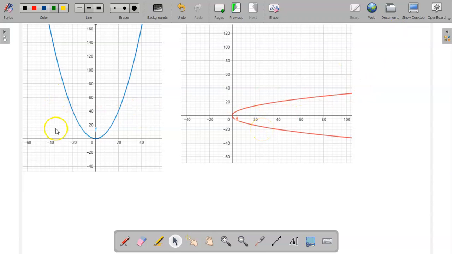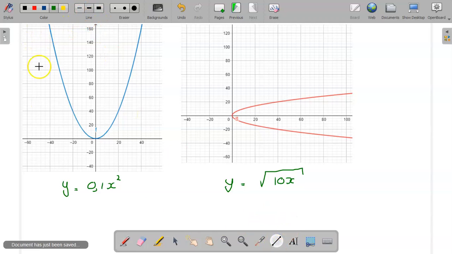Now, what type of graphs they are is not very important, but we can see that this is a parabola. So let's say that this, for instance, is y is equal to 0.1 x squared. And let's say that this graph is y is equal to the square root of 10x. Right, now how do I determine whether something is a function? I use something known as the vertical line test.